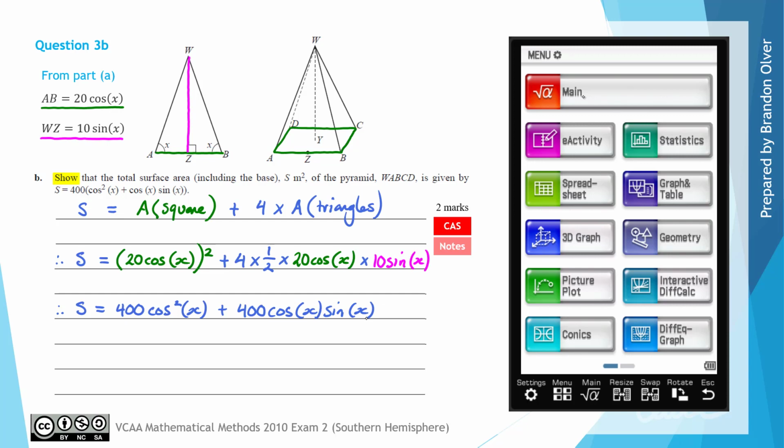So then we're nearly at our desired answer that we're asked to show. And the difference between where we're at the moment and the actual answer is just factoring out that 400. So therefore S is equal to 400, and then in brackets we'd have cos squared of x plus cos of x sine of x. And that's the answer that we needed to show. So we're finished with part B of this question.